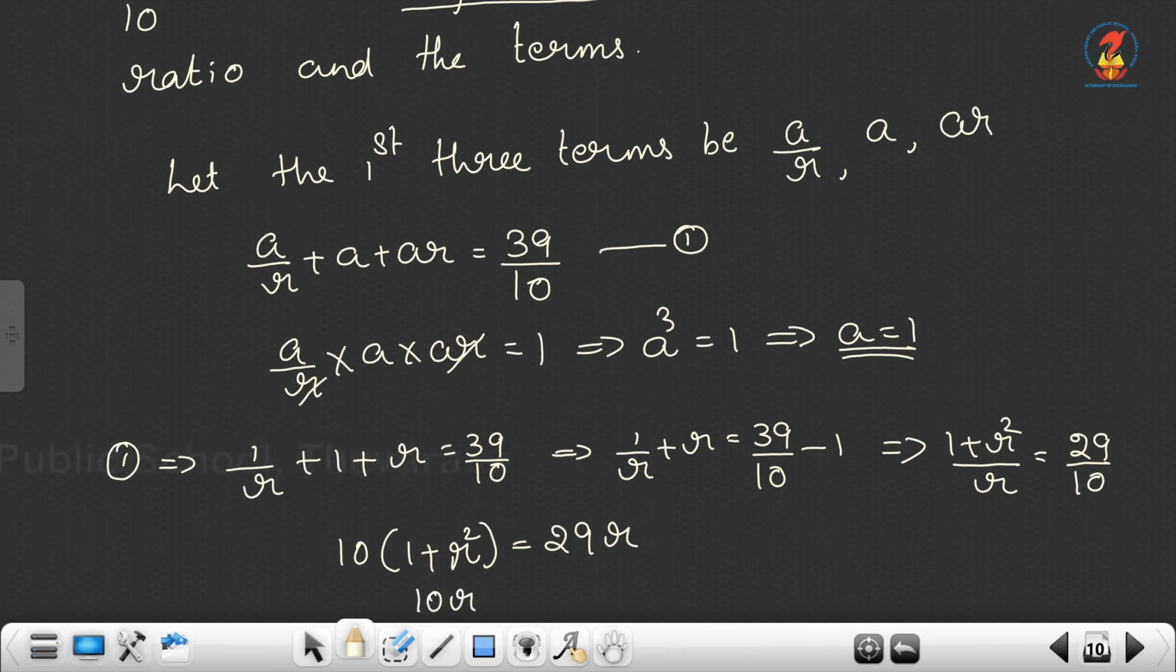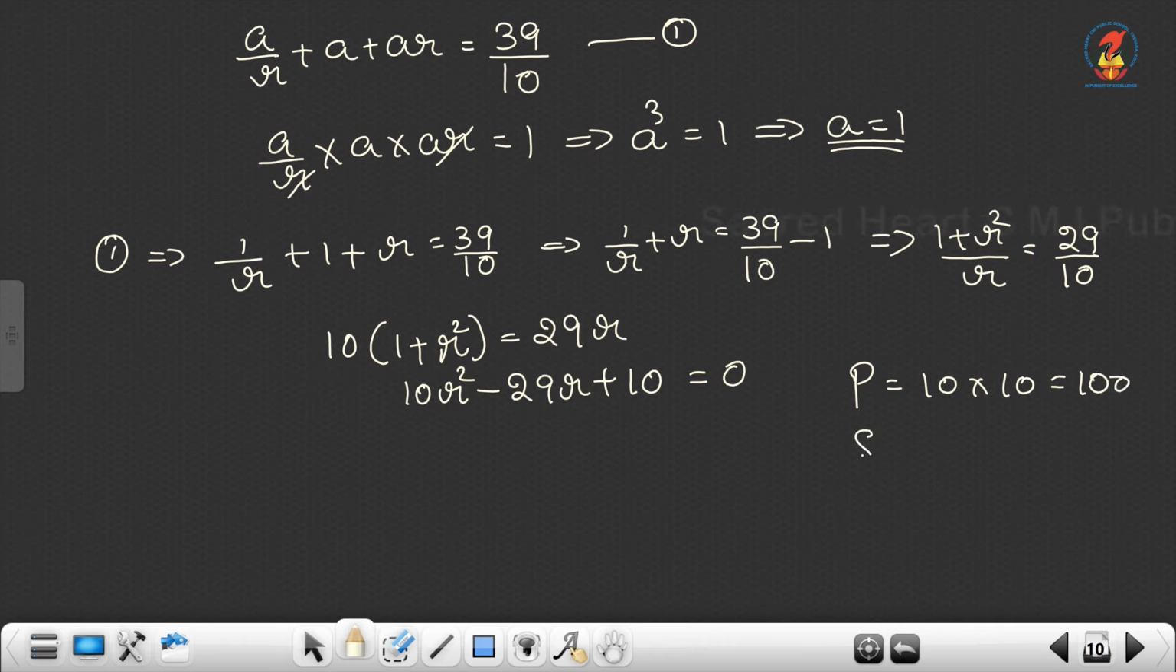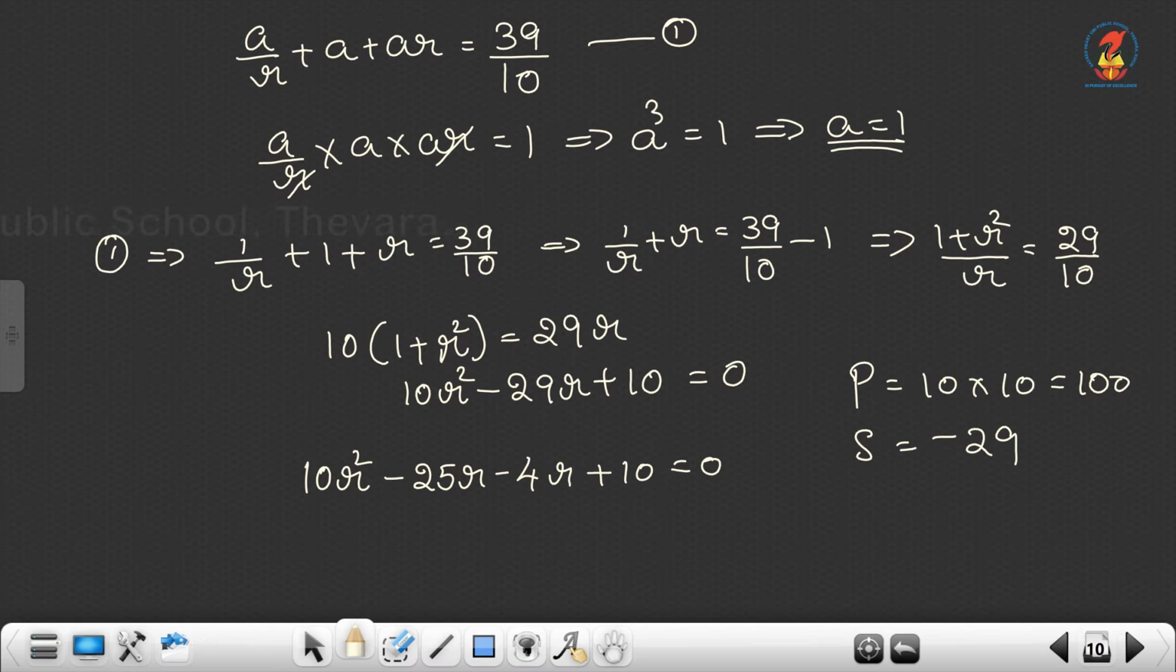Or 10R² − 29R + 10 = 0. A quadratic equation. Now we have to solve and find the value of R. So, the product is 100, 10 into 10, and the sum is equal to −29. So, the numbers are 25 and 4. So, −25R − 4R, 25 into 4 is 100, plus 10 is equal to 0.